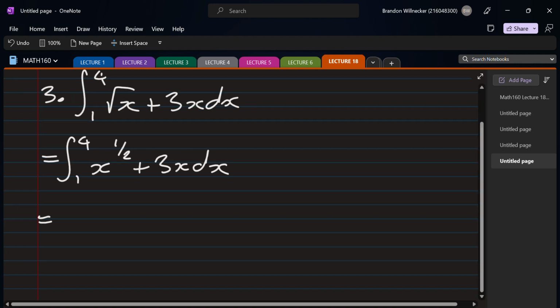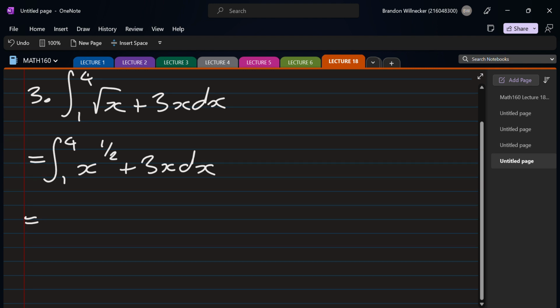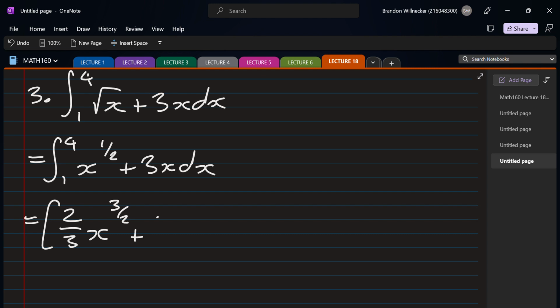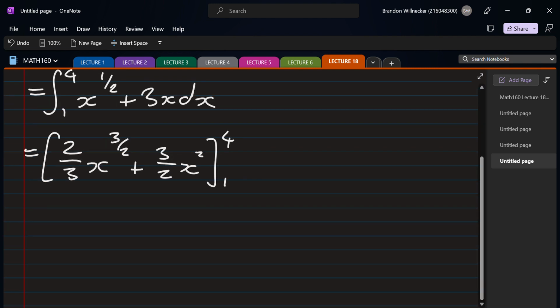Okay, now we've got it in that exponent form. We just add 1 and then divide as usual. So adding 1 will make it 3 over 2, dividing will make it 2 over 3. So 2 over 3 x to the 3 over 2 plus 3 over 2 x squared from 1 to 4.